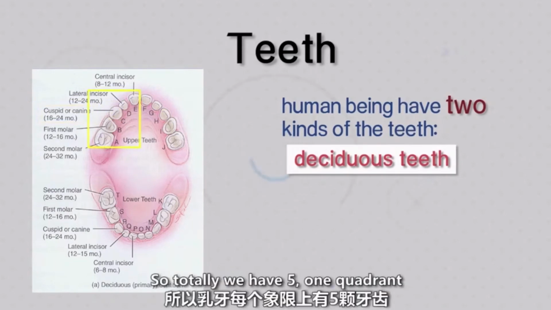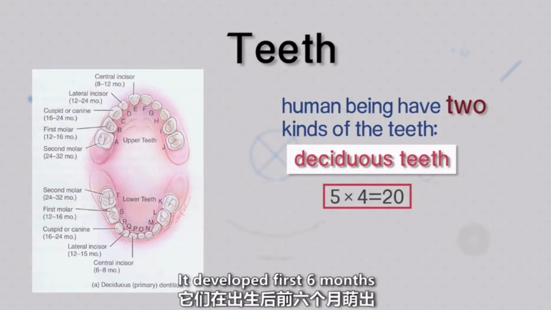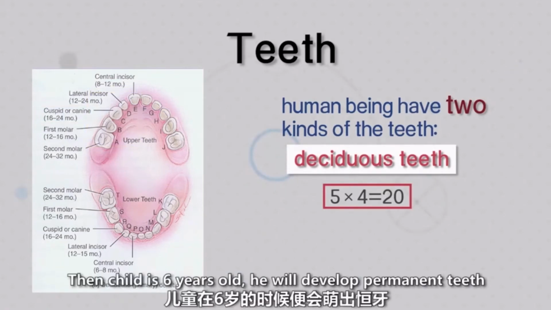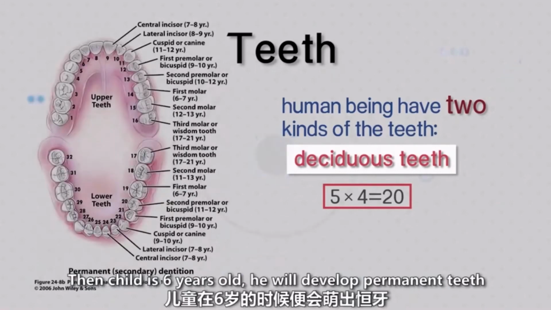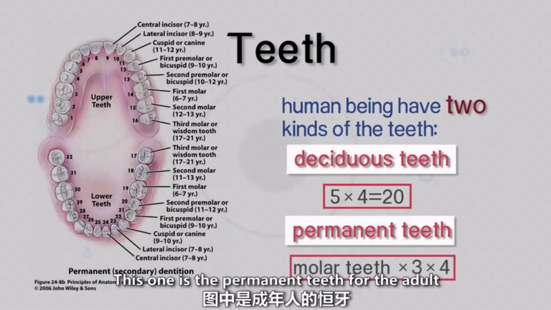So in total we have 20 milk teeth, which develop in the first 6 months. Then at 6 years old, we will develop the permanent teeth. So this one is the permanent teeth for the adult.